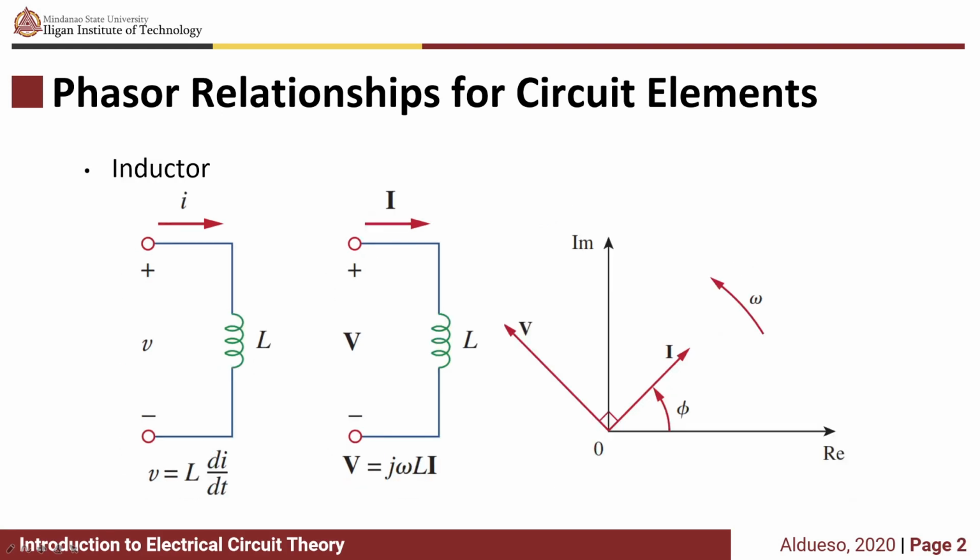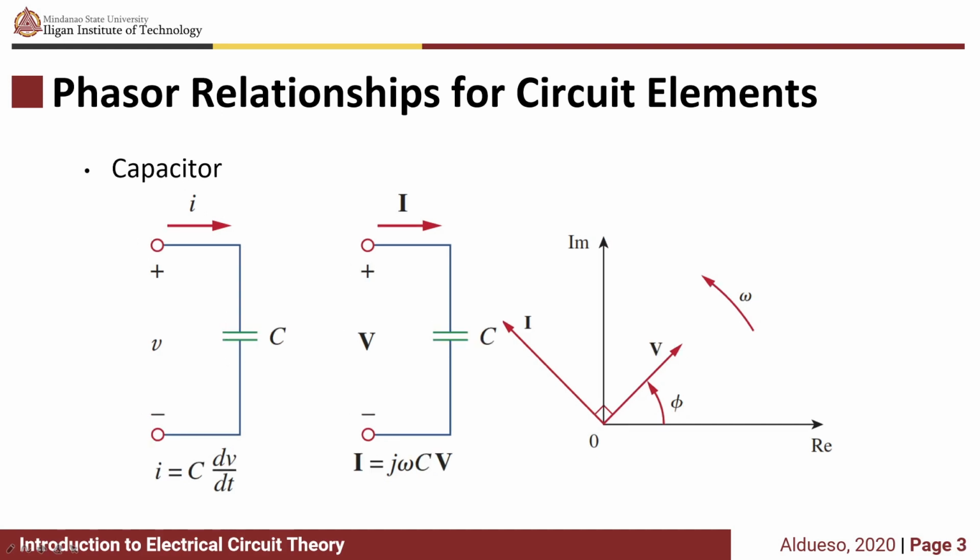Now for inductors, in the time domain, the voltage across an inductor is given by L di/dt. Now in the frequency domain, the voltage is j omega times L times the phasor I. Now if you plot the phasors I and V, the angle difference between the voltage and the current is 90 degrees for a purely inductive circuit. And we can say that the current is lagging by 90 degrees from the voltage V.